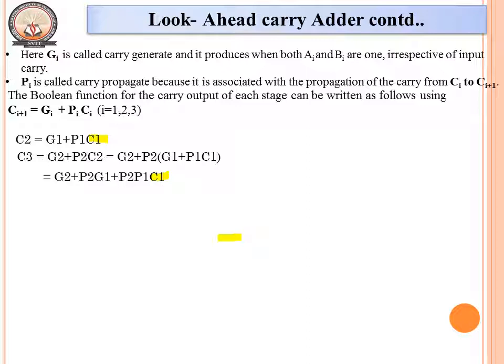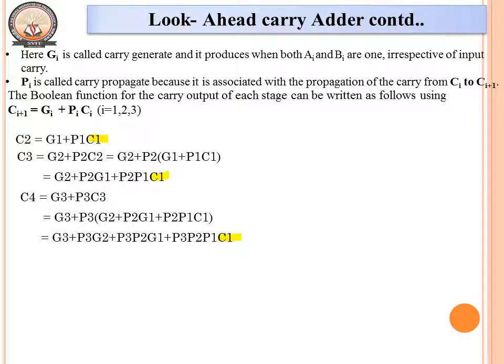Now, in the same expression, we are substituting i equal to 3. So we'll get C4, which is equal to G3 plus P3 C3. Again, we'll substitute C3 from the above equation, so we'll get something like this. After simplification, we'll get this.